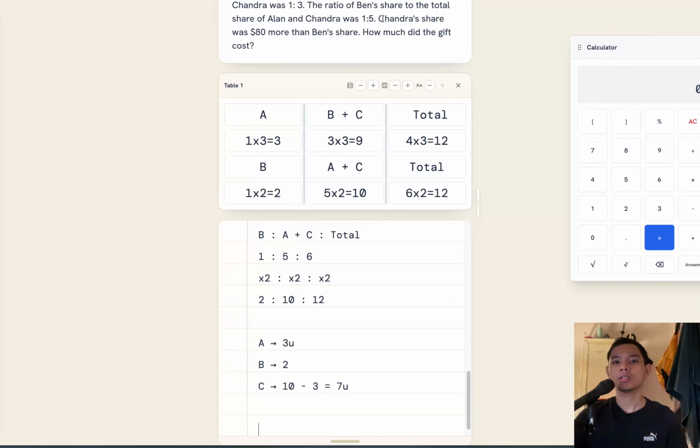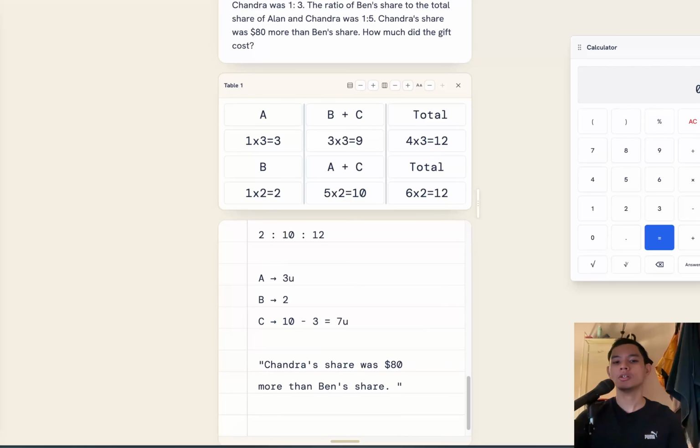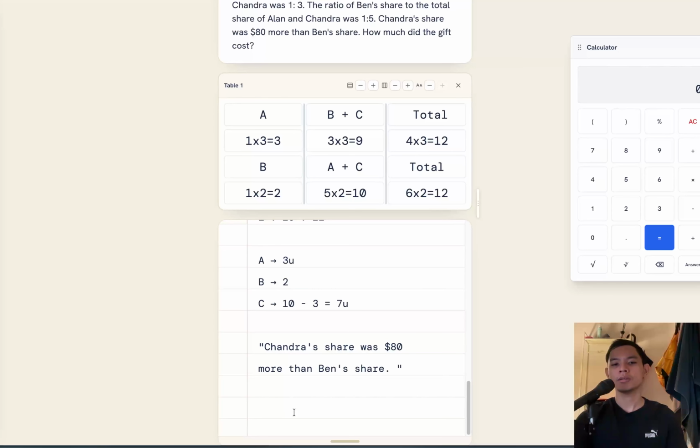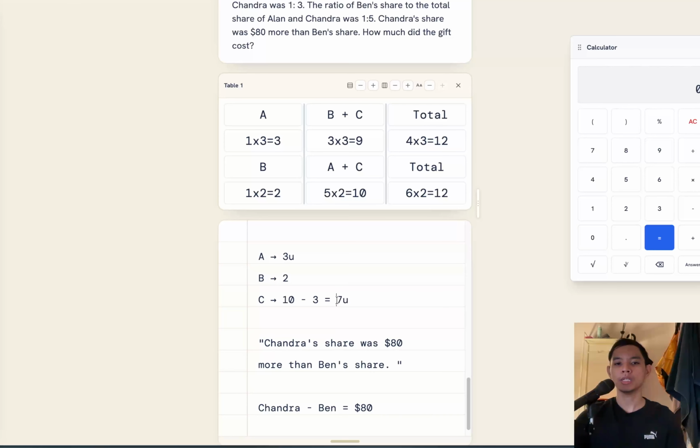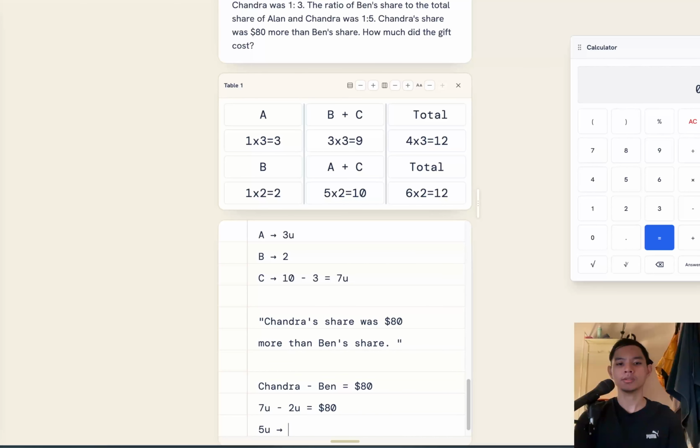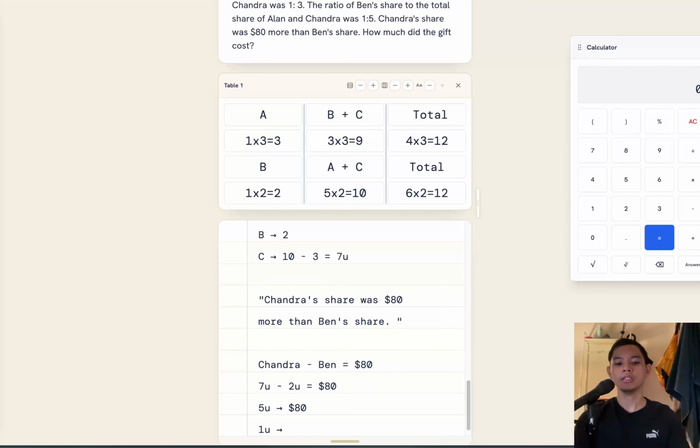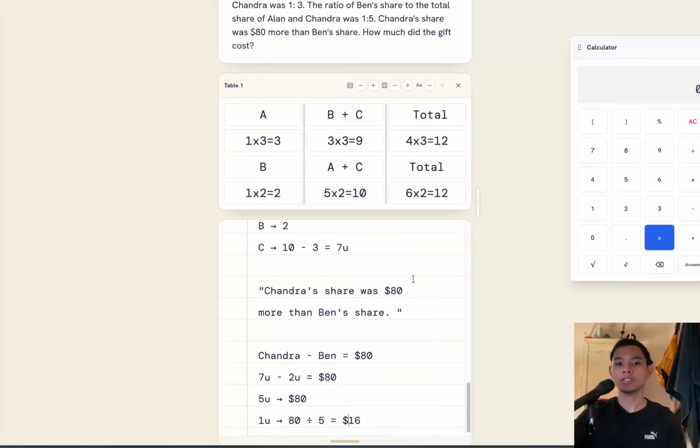From here, the next statement says Chandra's share was $80 more than Ben's. So Chandra minus Ben is equal to $80. Chandra has 7 units, minus Ben's 2 units, equal to $80. So 5 units equal $80, and 1 unit will be $16.